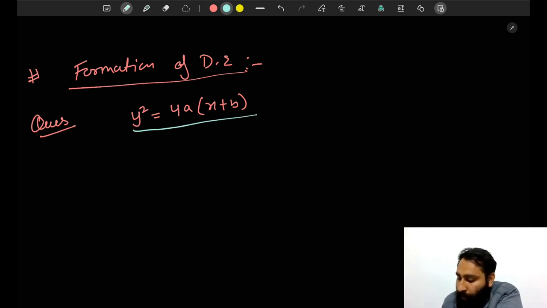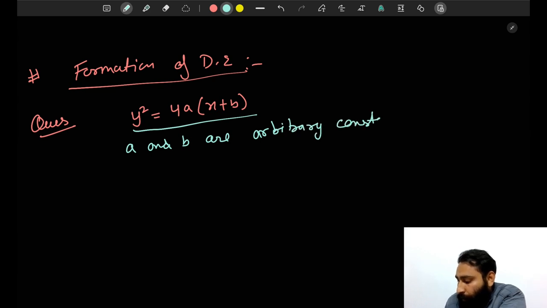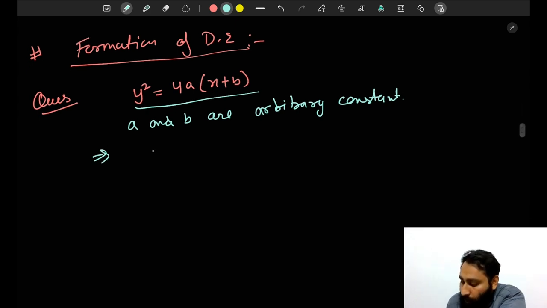So in this given question, y² = 4a(x + b). There are two arbitrary constants. a and b are arbitrary constants. So we have to remove them. First we open the bracket: y² = 4ax + 4ab.